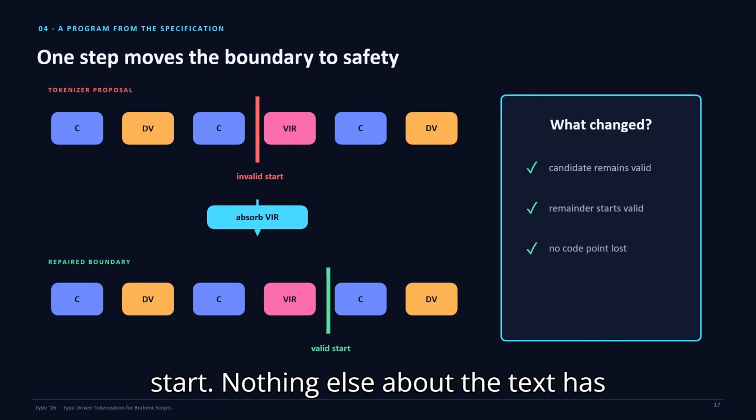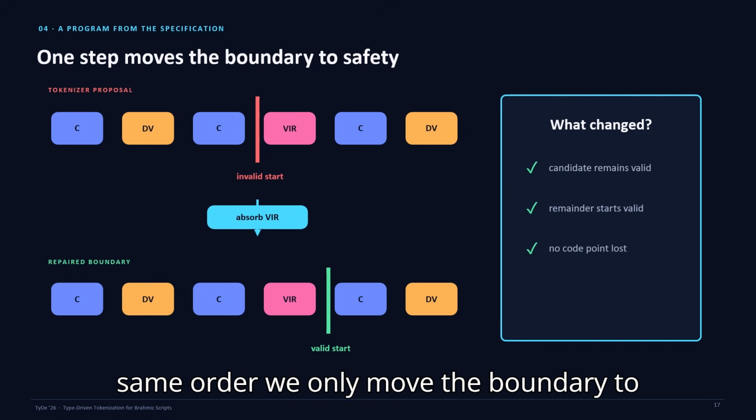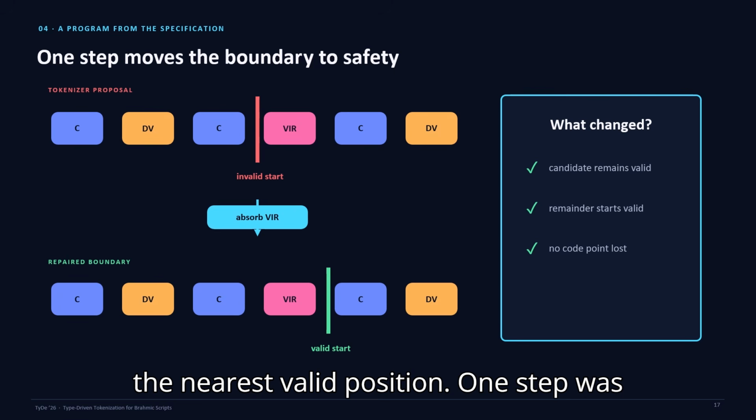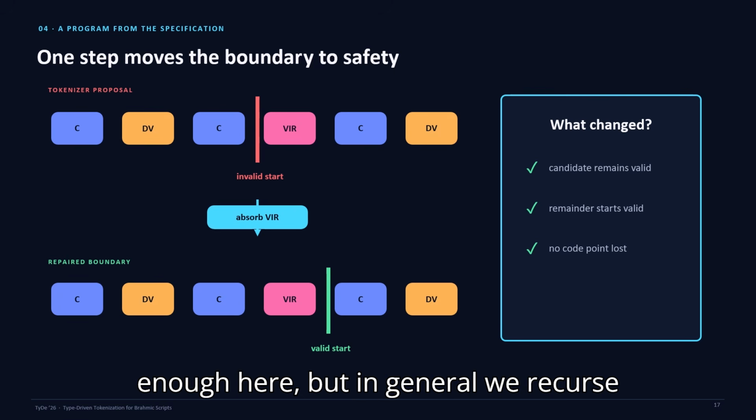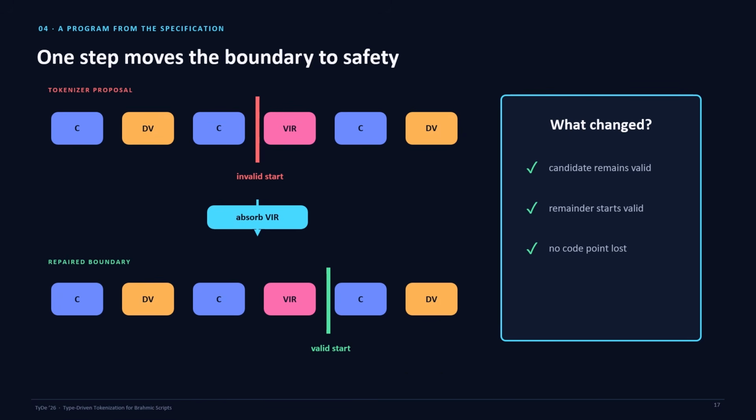Nothing else about the text has changed. We have the same code points, same order. We only moved the boundary to the nearest valid position. One step was enough here, but in general, we recurse until the remainder starts from a valid character.